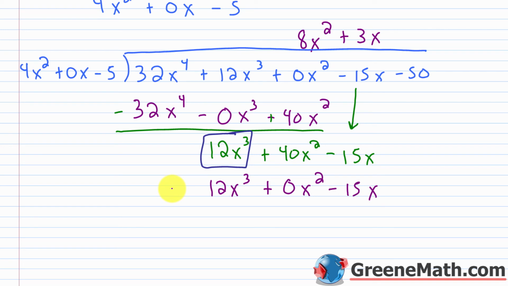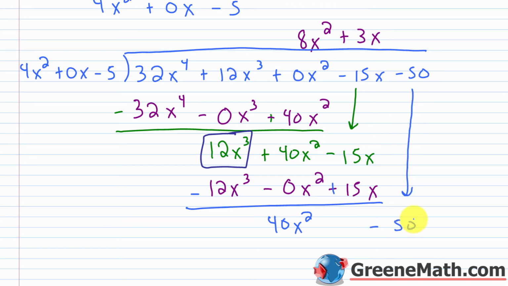Okay, so we want to change the sign of everything and then add. So this will be negative, this will be negative, and this will be positive. Put our bar. So 12x cubed minus 12x cubed would give me 0. 40x squared minus 0x squared would be 40x squared. And then negative 15x plus 15x is 0. So I would bring down my next term here of negative 50.